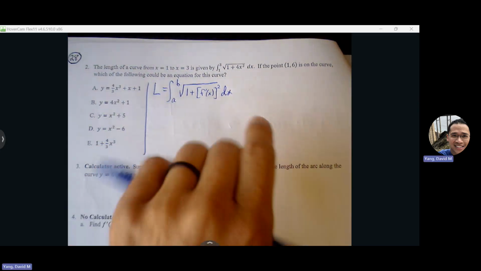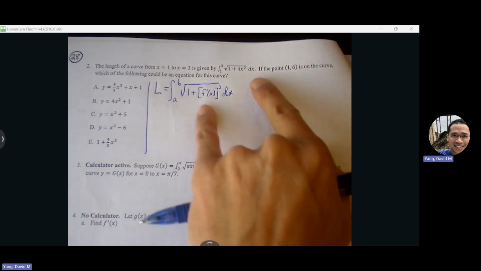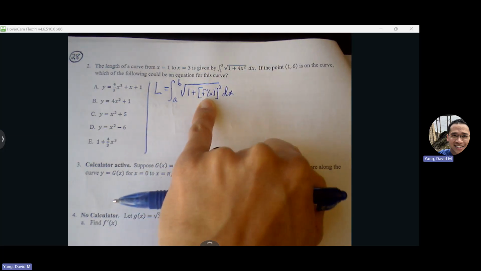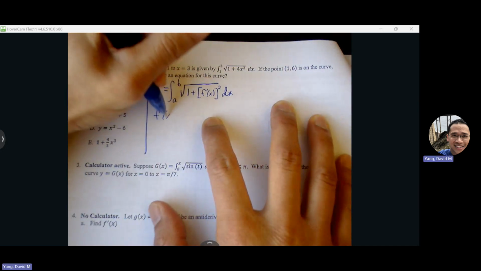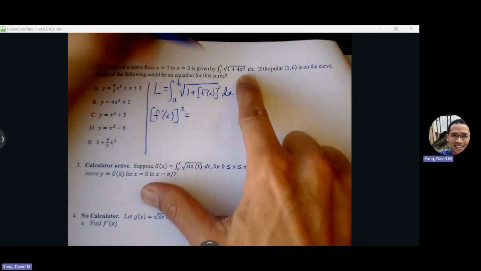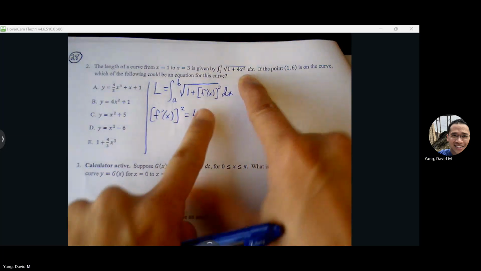So it's basically asking what is f of x for this problem. So we know that if we line things up here, we know that 4x squared is related to that f prime. So we know that f prime of x squared is related to that 4x squared. Right.